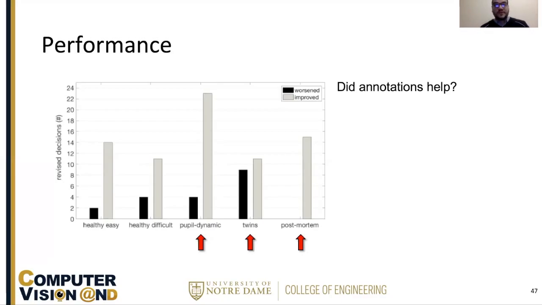But in the particular case of twins, it was really confusing. The amount of worsened and improved cases was really similar. The irises of twins are really confusing for people.